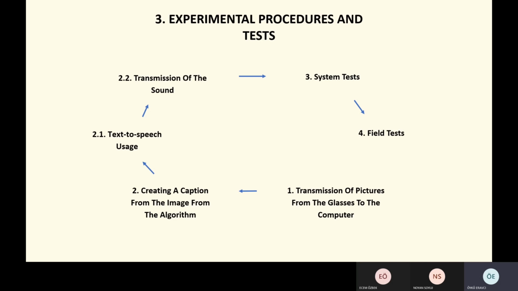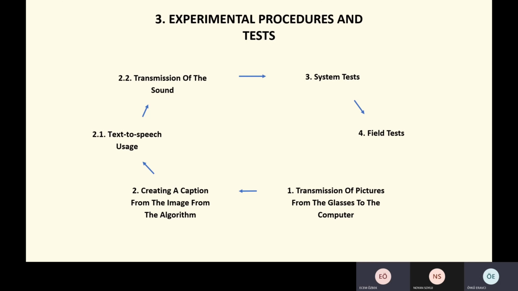Let's move on to the third part of this presentation, experimental procedures and tests. Transmission of the pictures from the glasses to the computer: when the IP camera on the assistive glasses is active, the images are recorded in a video format. Images are taken from the video at certain time intervals. These images are transferred from the glasses to the computer with Wi-Fi. Creating a caption from the image with the algorithm.